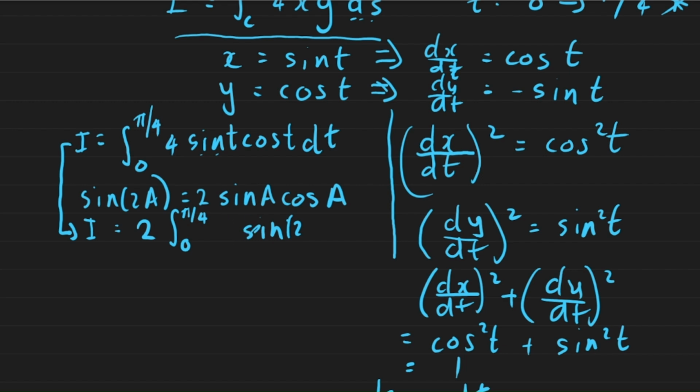Sorry, there should not be a 2 there in front. We've already put it in front of the integral. It becomes sine of 2t dt. So all that's left is to evaluate the integral. The integral of sine is minus cos. So we'll have a minus cos 2t.